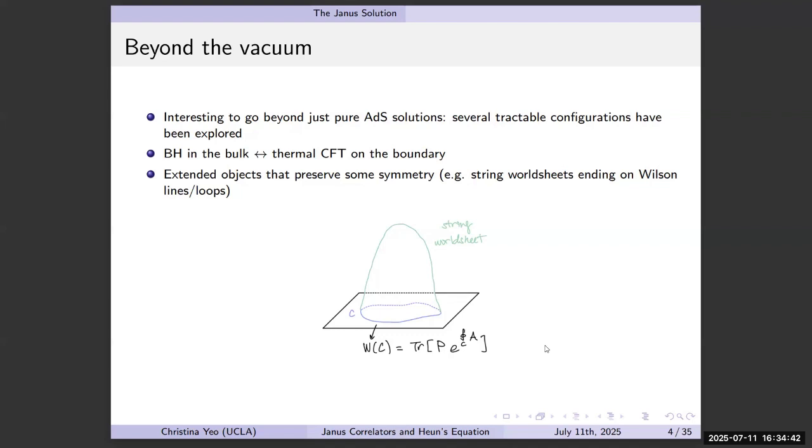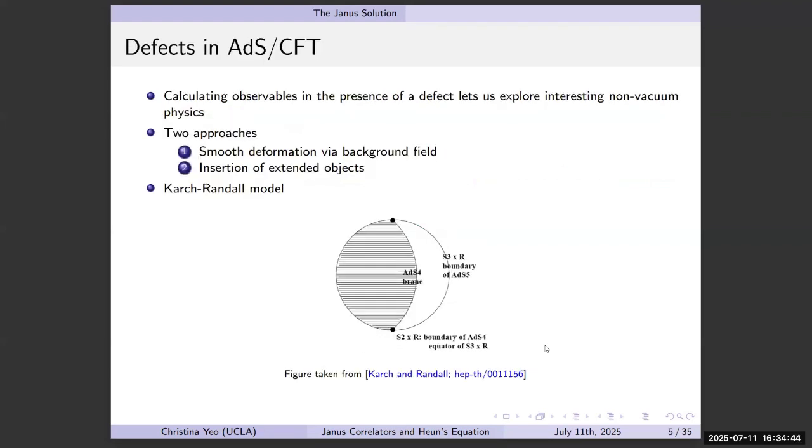But in particular, today I want to look at defects in the context of holography. When we calculate observables in the presence of a defect, it lets us look at very interesting physics while still being tractable because it'll still respect some reduced symmetry. There's two main approaches when we want to put defects into holography. We can either put in a background field interaction and then it's a smooth turn on for the deformation and we get a smooth parameter space, or we can insert an extended object like a singular brane.